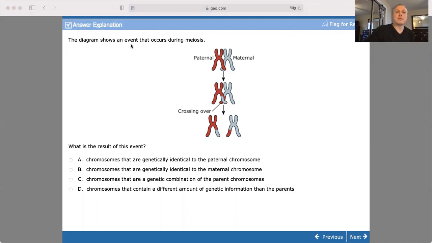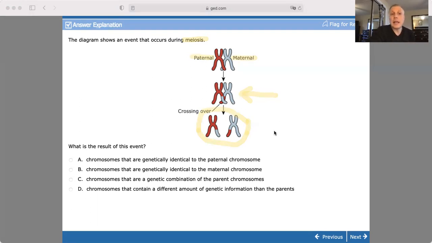Again, it says the diagram shows an event that occurs during meiosis. So you might say, I don't know what meiosis is, but you can see what's happening here. It's the crossover, a male and a female. The male is red from what it shows here. There's the paternal. The female is the gray. They cross over. This is the crossover right here. And we get to see these two, which are pretty much the kids of these two, right? So if these two parents had children, their two children are going to look like this.